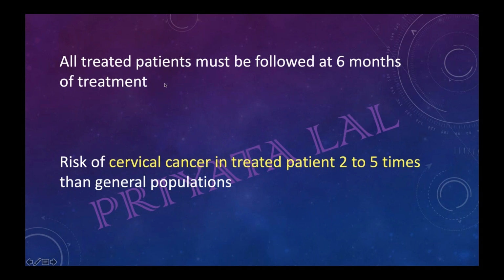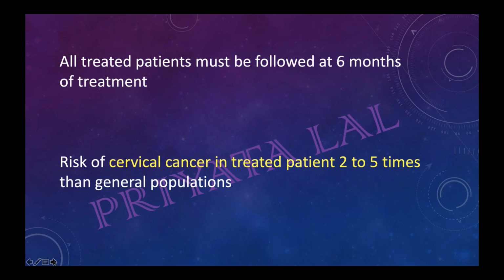Now, as I just explained, all treated patients should be followed at 6 months. Why? Because this line is important. You may get an SBA. Risk of cervical cancer in all treated patients, as it was written in the guideline. I found this line important. So there are 2 to 5 times more chances of having cervical cancer than the general population. Maybe you can get this as an SBA. How many times are the chances of cancer in a treated patient? It is 2 to 5 times.